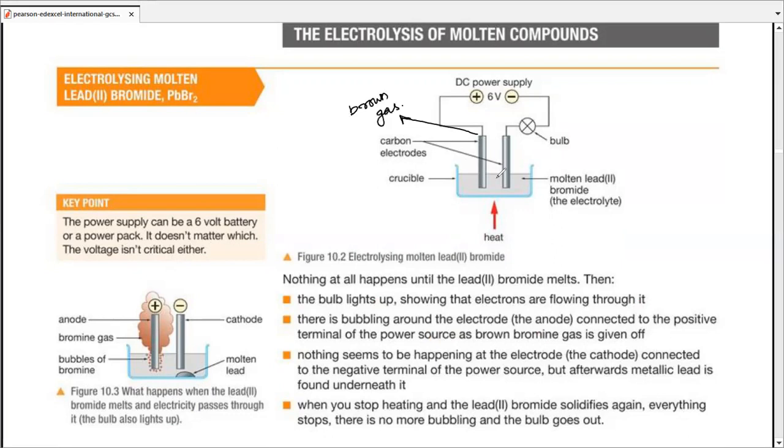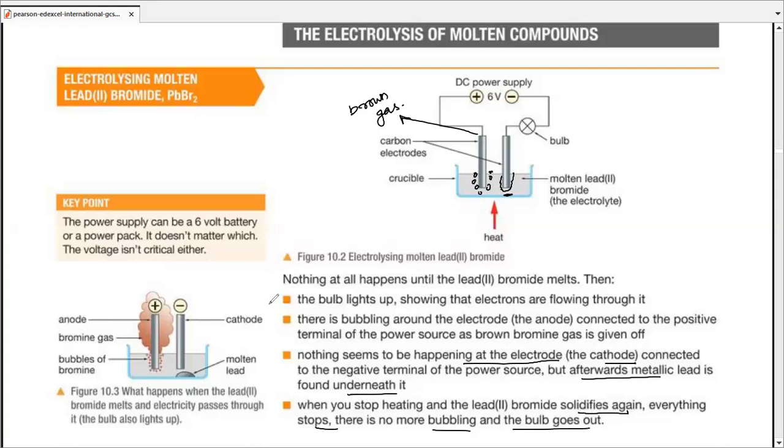So we'll have some bubbles on this side. You'll see some bubbles over here, right? Nothing seems to be happening at the electrode -1, but afterwards metallic lead is found underneath it. You will find some metallic lead over here or maybe some over here. When you stop heating, the lead bromide solidifies again. Everything stops, there is no more bubbling, and the bulb goes out.